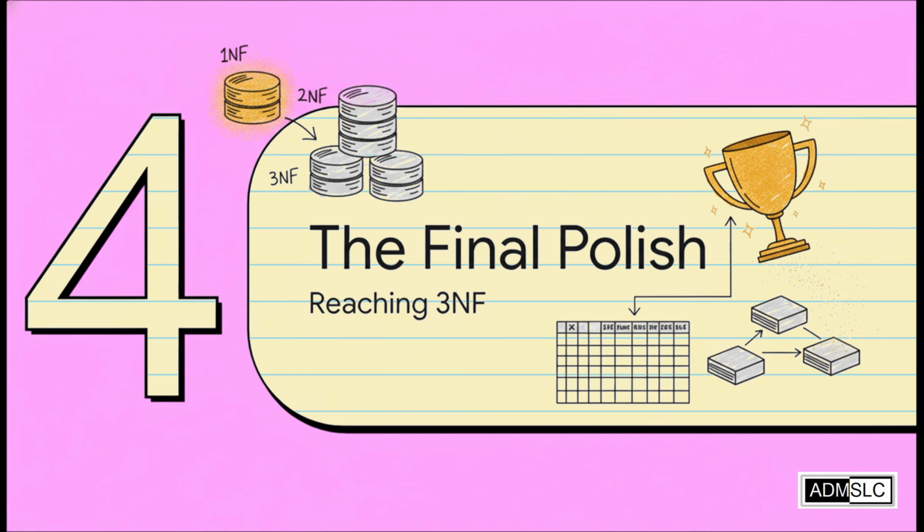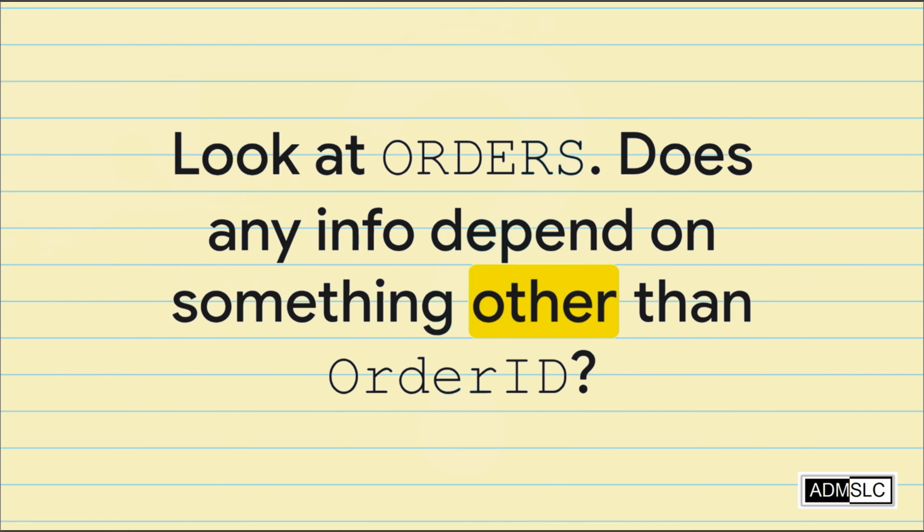We've made huge progress, but there's one last kind of subtle problem hiding in our new design. Fixing it will bring us to the gold standard of normalization for most databases, third normal form. So I want you to focus on the orders table for a second. The primary key is order ID. The order date and customer ID are facts directly about that specific order.